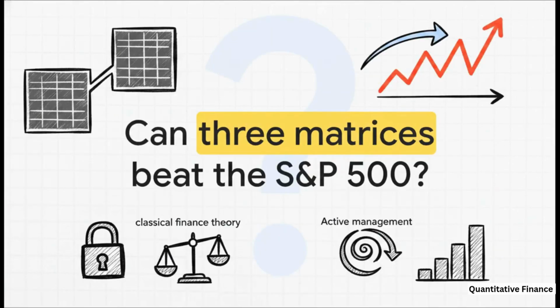Right out of the gate, we're faced with a pretty profound question. Can three simple matrices actually beat the S&P 500? Now, classical finance theory, specifically the efficient market hypothesis, says absolutely not. The textbook argument is that current prices already have all available information perfectly baked into them. And yet, if you look closely, market anomalies like momentum just stubbornly persist. What's brilliant about this research is that it doesn't just ask the question in theory, it actually tests it empirically.